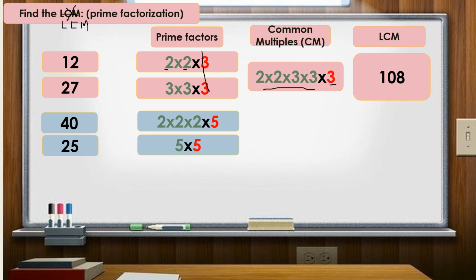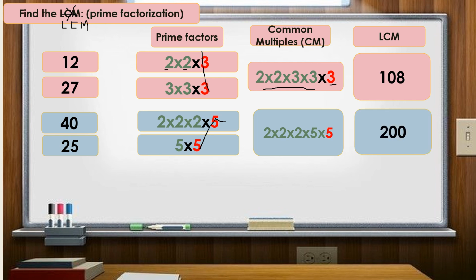So as you may see, in these prime factors, 5 and 5 are the same. So after that, for the green part, you need to write all of it. As you may see, I only write one 5, and then the remaining numbers. So the common multiple is 2 times 2 times 2 times 5 times 5. Therefore, the answer is 200.